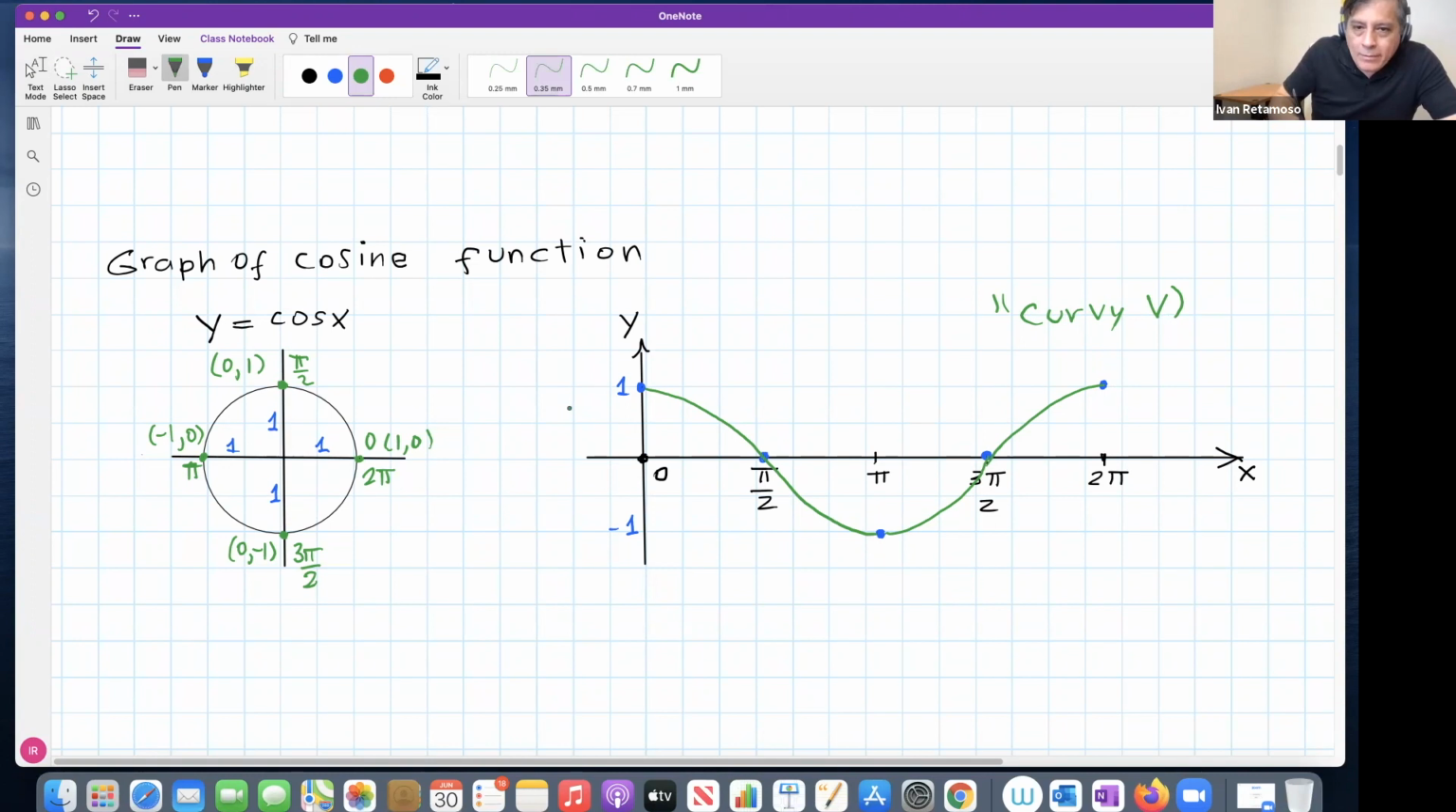But before we go over that, let me call this middle line a reference. And how far you can go up from the middle line is 1 unit. And how low you can go from the middle line down in this direction is 1 unit also. This is called the amplitude.